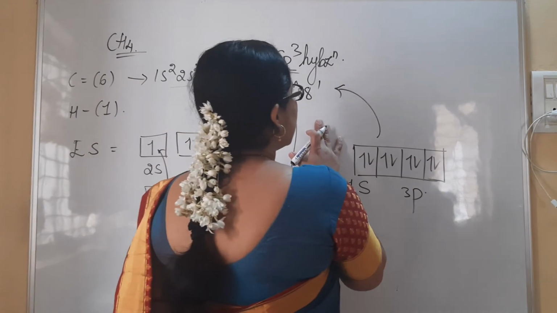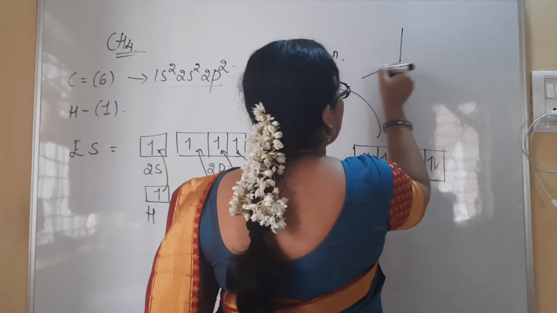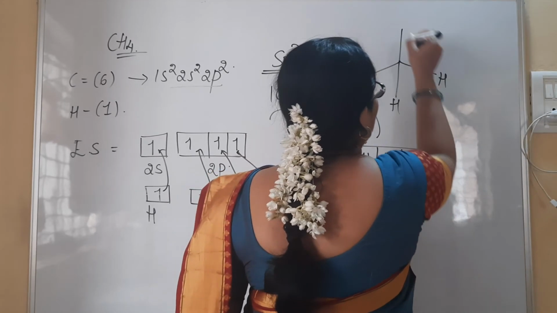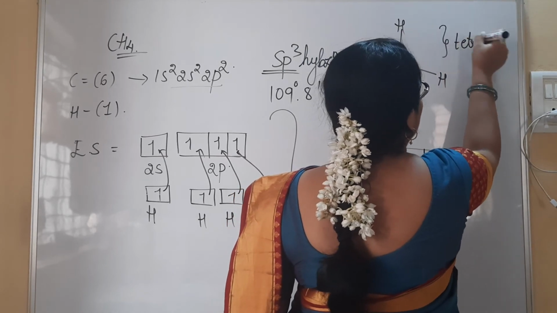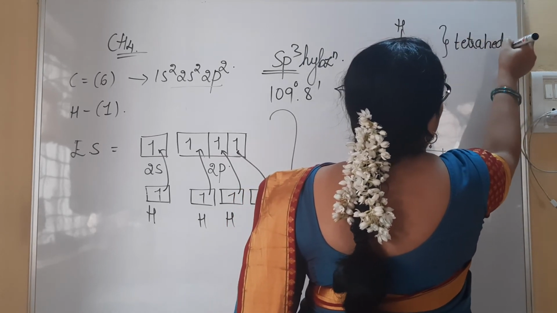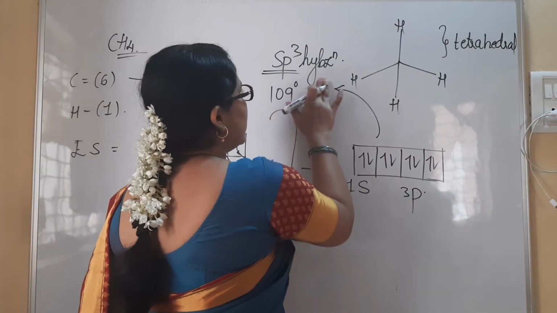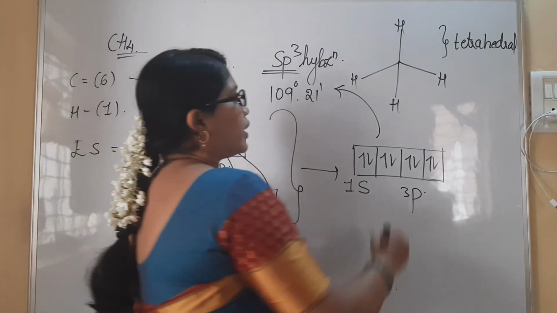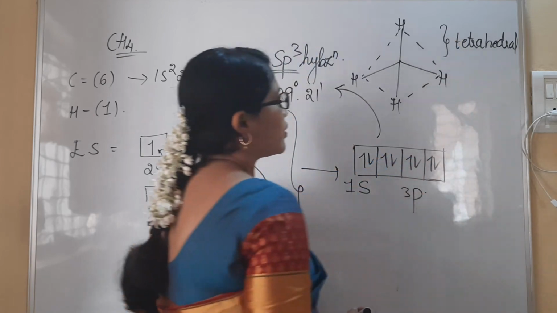Now, if you consider the shape of the molecule, it seems to be somehow like this. And this is said to be tetrahedral. Tetrahedral. 109, sorry, it is 21 minutes. So the tetrahedral shape of a methane molecule is like this.